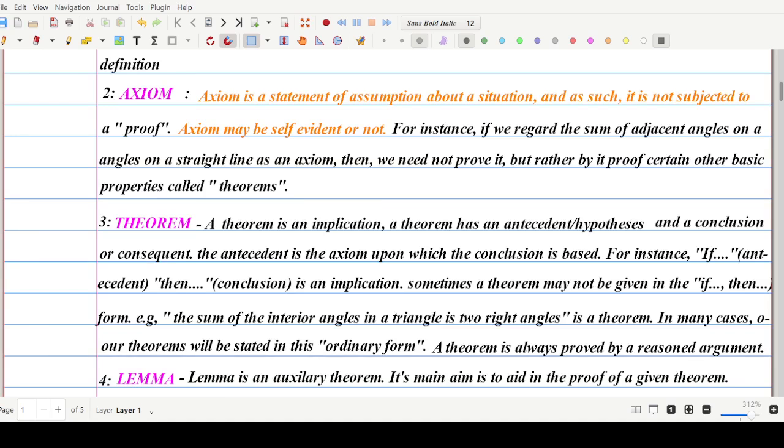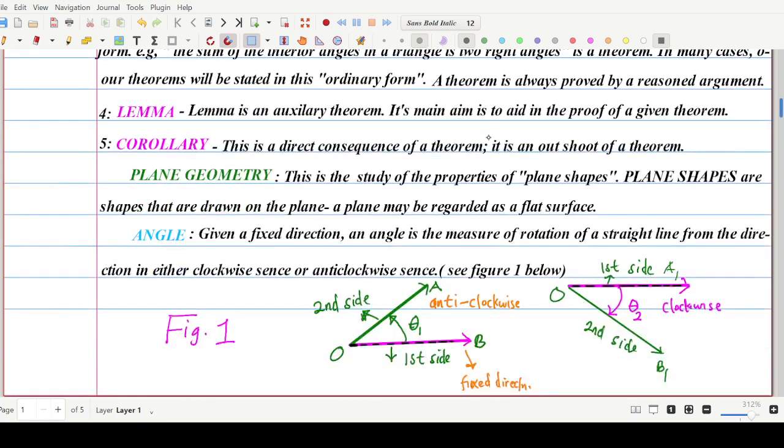But most of the time you will see it in this ordinary form. Let me illustrate now. Can you see this over here? Most of the time, a theorem will present itself in this form and not in the if and then format. But it's the same thing. You can convert from one form into another and vice versa. Now, a theorem is always proved by a reasoned argument. That's what you should observe. You can always prove a theorem.